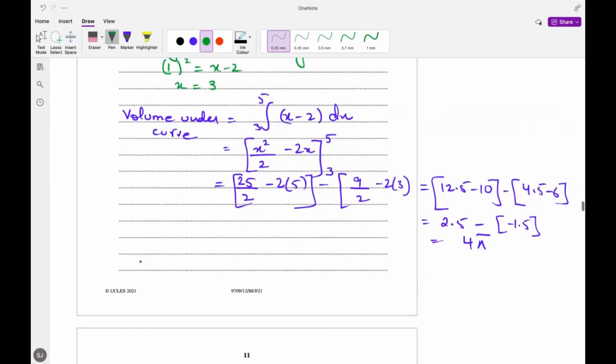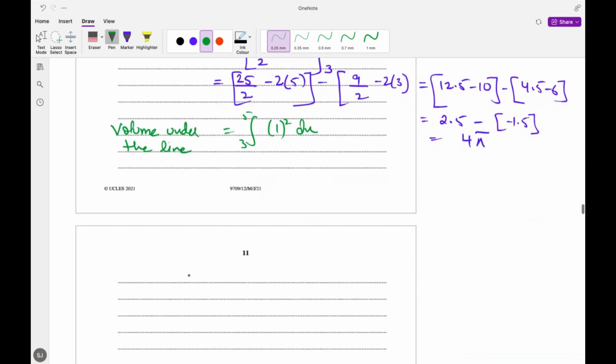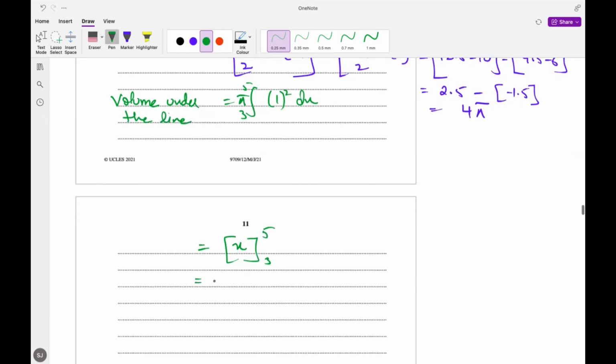Now for the volume under the line, the equation of the line is y equals 1. So we'll write it as 1 whole squared dx, and the limits are again 5 and 3. Integrating 1, we will get x, and now we'll have to apply the limits, and we'll also have to add a pi to the answer. So applying the limits 5 and 3, we will get 5 minus 3. So this will be 2, and we'll add pi to the final answer. So this will become 2 pi.